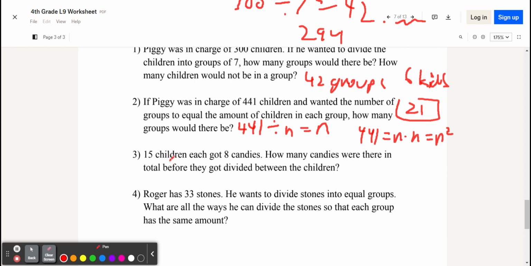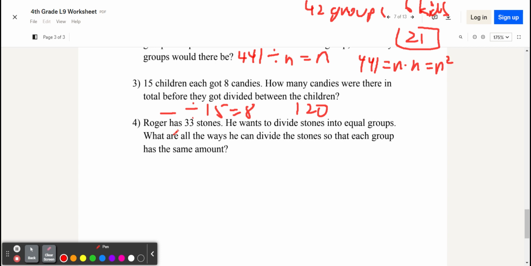And then 15 children each got 8 candies. How many candies were there in total before they got divided between the children? So if 15 children each got 8 candies, we can say the total number of candies got divided between 15 children, and that equals 8. And then we solved problems like these earlier. 15 times 8 is what we will do to get the answer, and that would be 120.